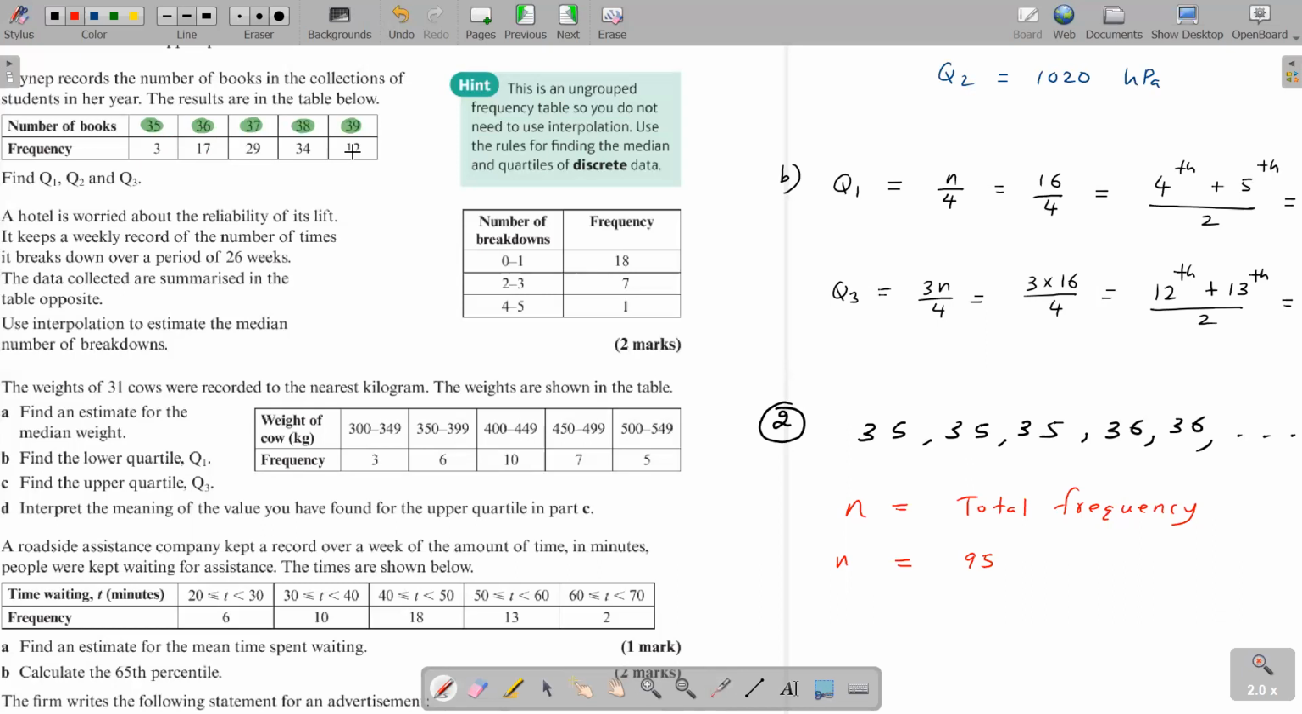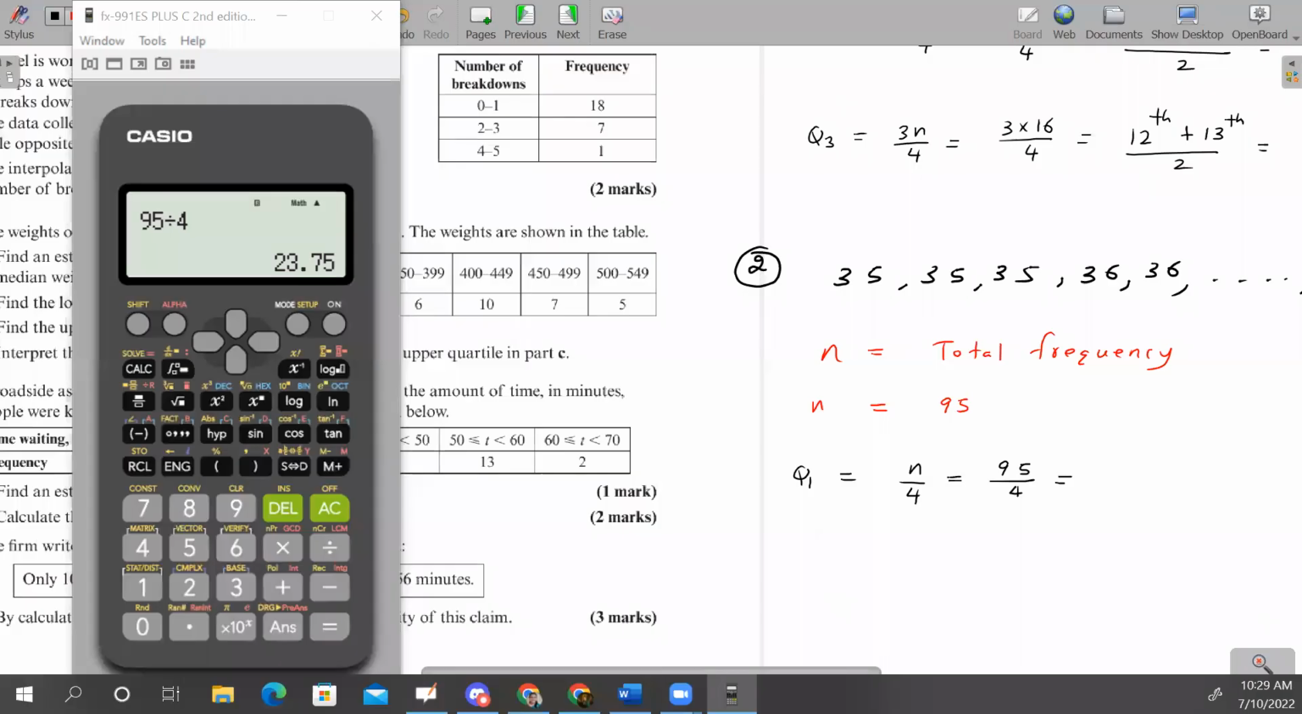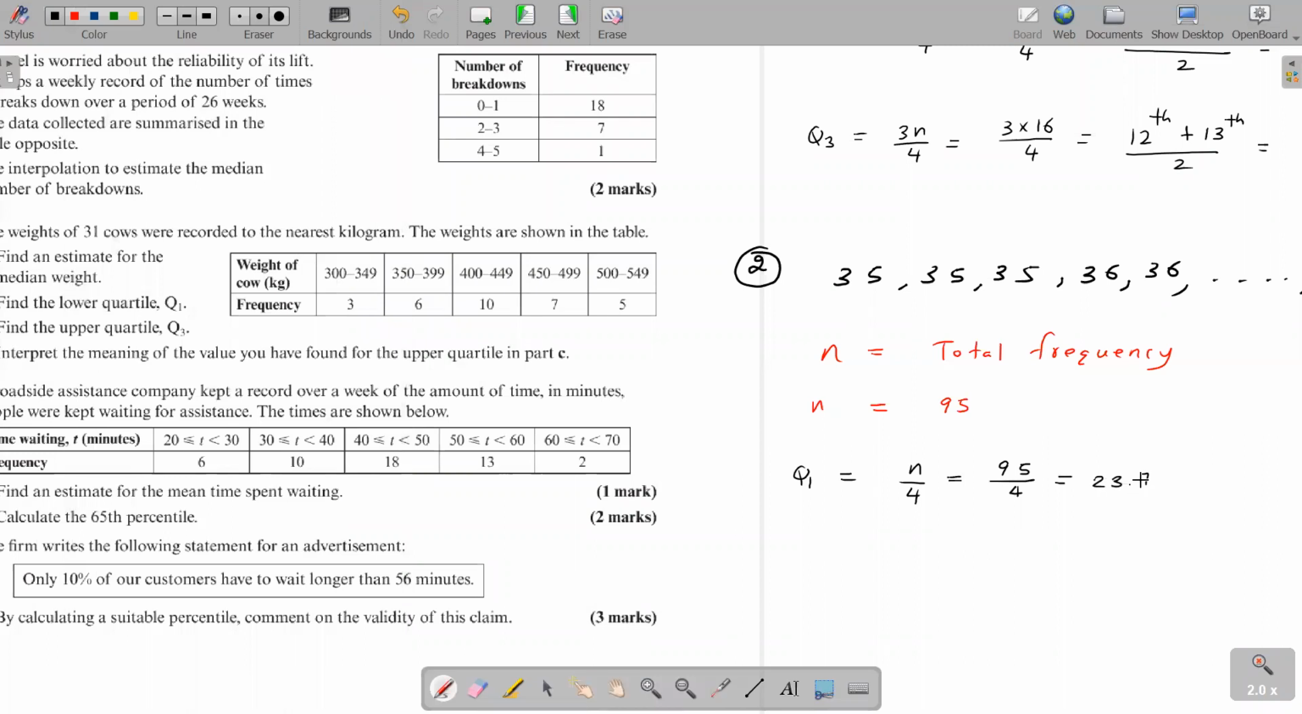Add it and see. Now we are ready to find the quartiles. Let's find the quartile Q1. Q1 is n divided by 4. We remember the rule. N is 95, so 95 divided by 4. How much is 95 divided by 4? Yes, the answer is 23.75. So you can see it's definitely a decimal figure.